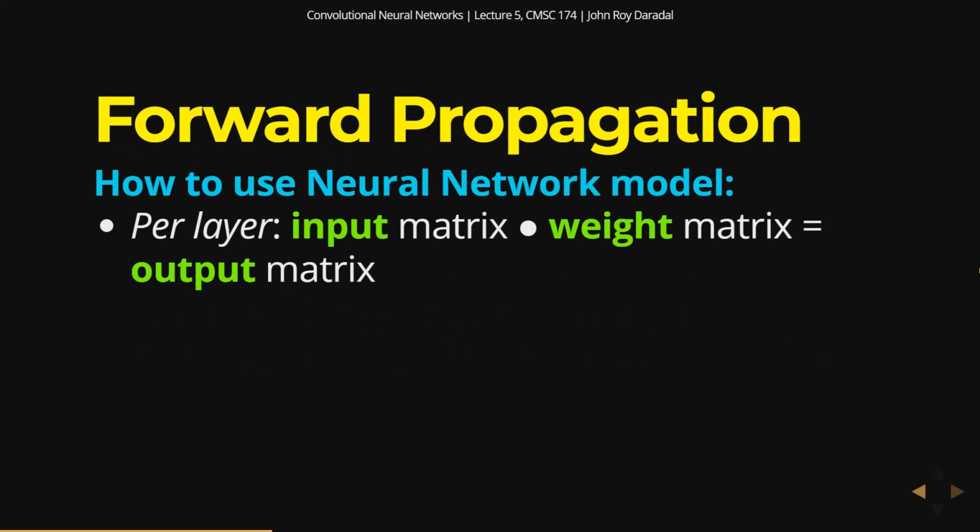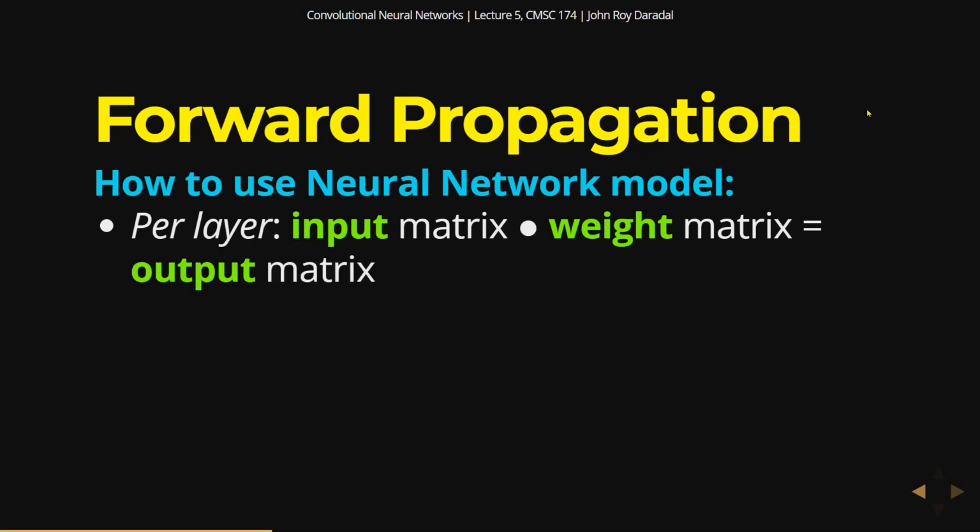So what happens in each layer? In each layer, you have the input matrix. At the start, this would be the input data itself. And then the weight matrix, so the weights for that layer, and we do a dot product. Or sorry, not the dot product, but the matrix multiplication, and it will produce the output matrix.